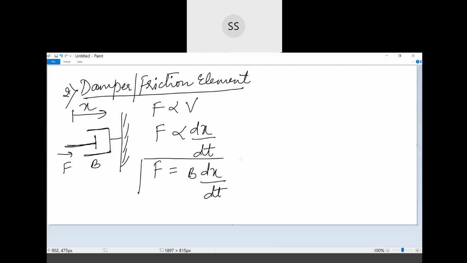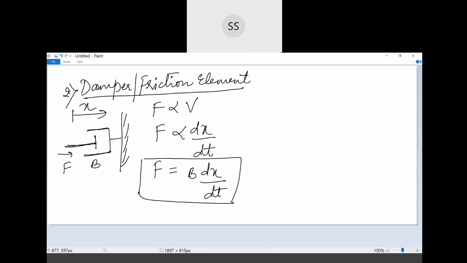Okay, so this is the representation for the friction element. For the friction, F, the applied force, is related to the constant B as well as the displacement x. So as more force is applied, the mass will be displaced more, and because of that, it may experience a greater friction also.